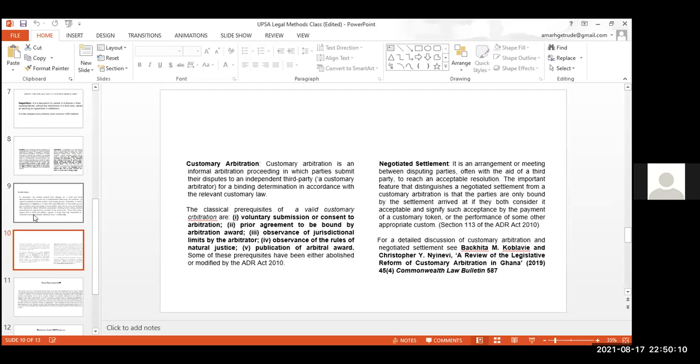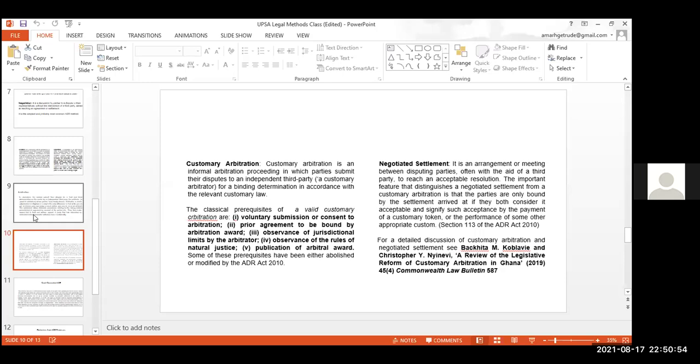Publication here, not necessarily in the sense of writing, because we are all aware that customary law, to a large extent, didn't know writing. But when we talk of publication, what we are simply saying is that the award that is given by the arbitrator at the end of the day must be concise. It must be precise. It must not be ambiguous. It must be certain. There must be some level of certainty to that award. And that could equally simply amount to publication. Of course, publication could also mean that the award is written down for the benefit of the parties and for the benefit of any future issues that may arise.